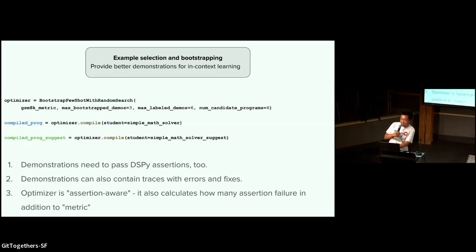The third and last thing is that the optimizers are assertion aware. Essentially, the optimizers are aware of how many assertions your candidate program can pass when you're compiling a program, or when you optimize a DSPy program.